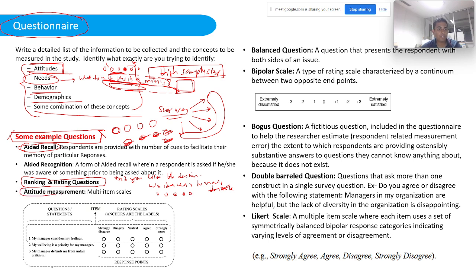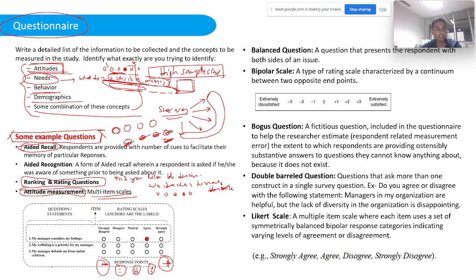Similarly, you can also measure the attitude of people via a multi-item scale. So you have a scale having two extreme levels, either strongly positive or strongly negative, and then you have intermediate levels. So you have a neutral level, you have a very positive level and a very negative level, and then you have subtle negative and subtle positive.